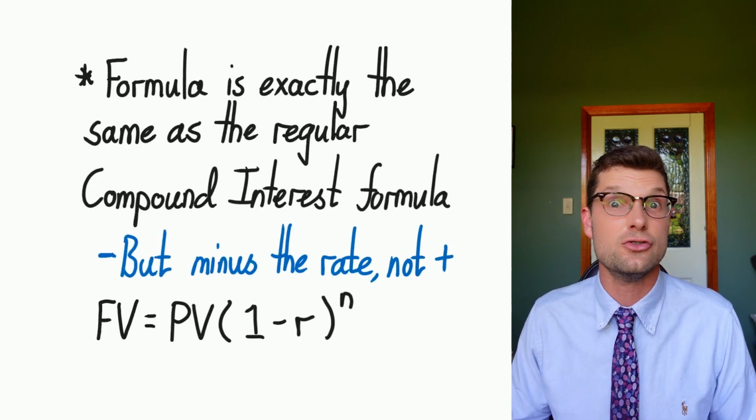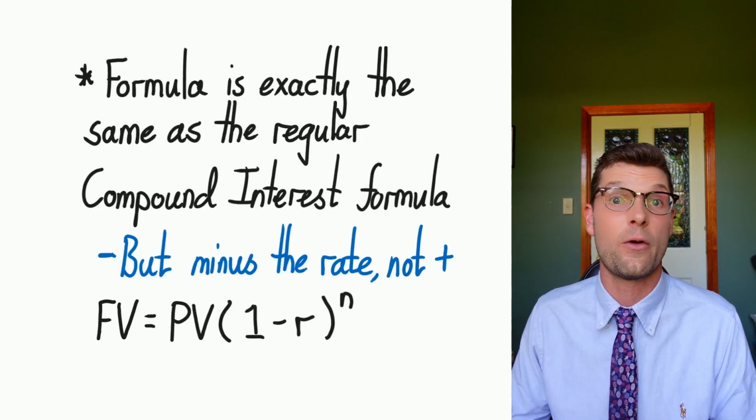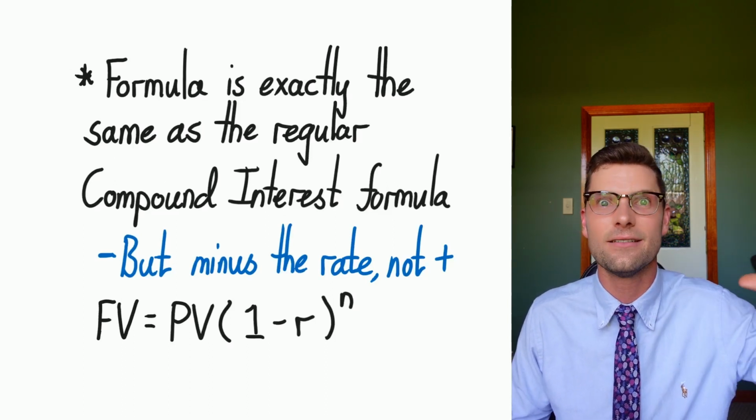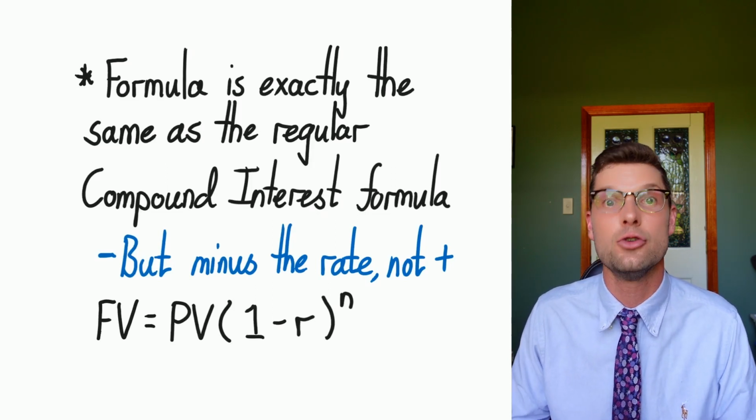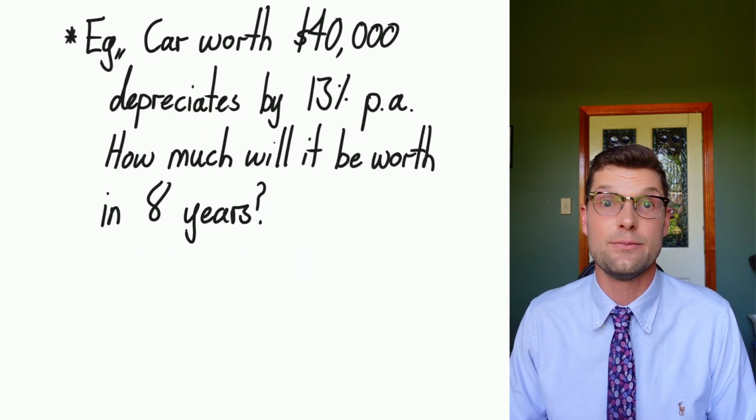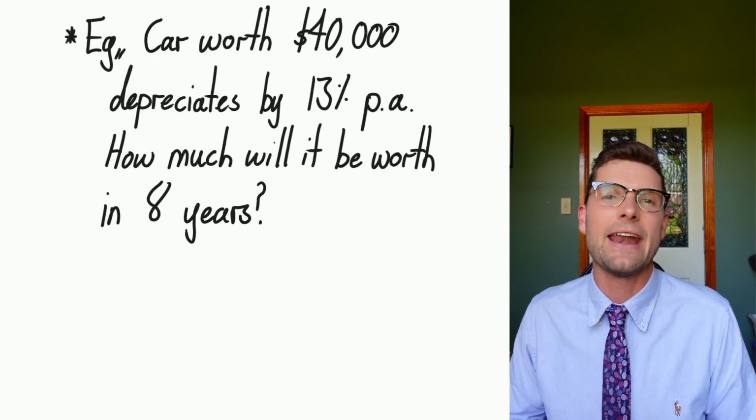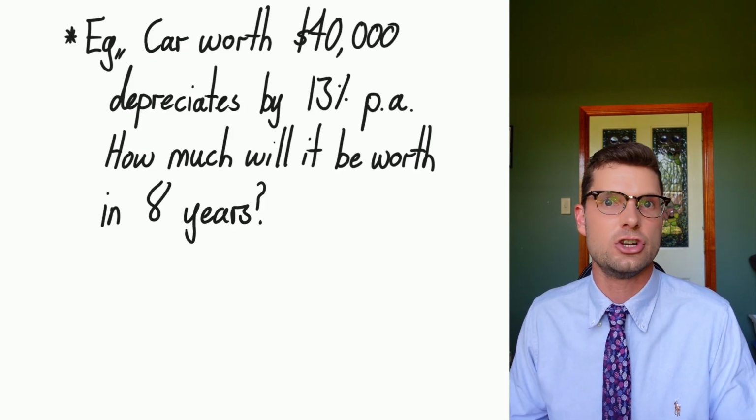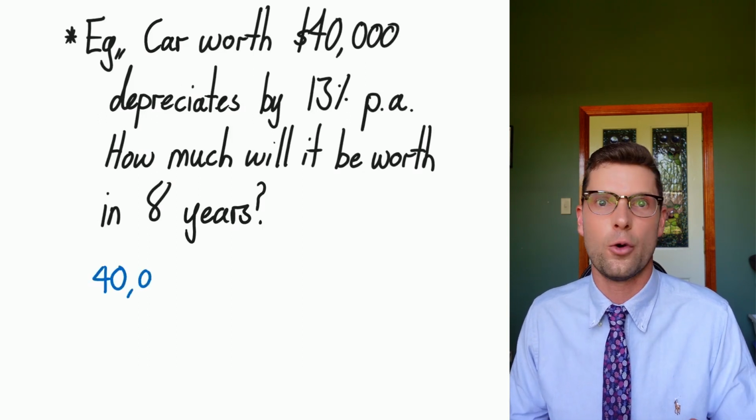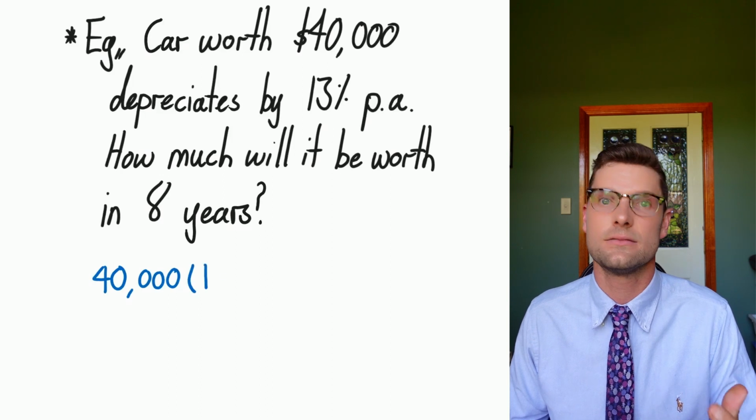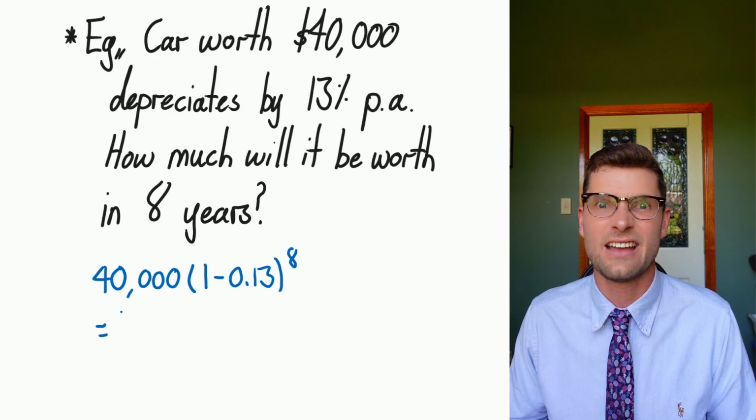Luckily for us, we don't have to use a new formula. The asset depreciation is exactly the same as the compound interest formula that we've been using, but instead of gaining or an addition, we are minusing that rate because we are losing that value each year. So the questions here are pretty simple. Let's say we had a car that was worth $40,000 when you bought it brand new, and it's going to lose 13% of its value each year. How much is that worth in 8 years' time? So this is nice and simple. We've just got 40,000 bracket 1 minus 0.13 to the power of 8. All you've got to do is chuck that in your calculator and you'll get the right answer.